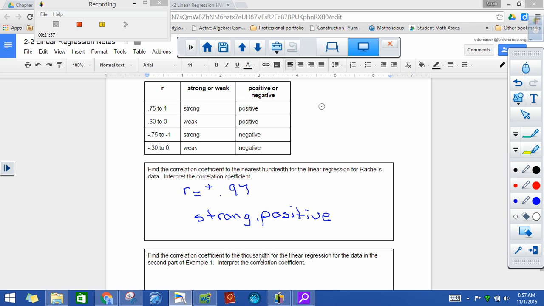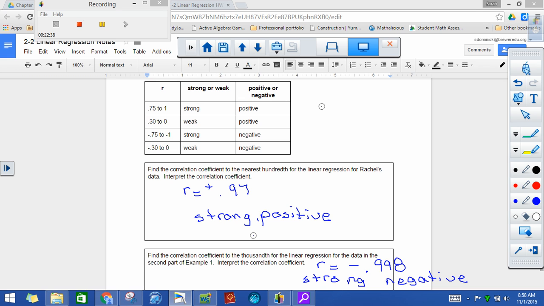Down here it says find the correlation coefficient to the thousandth for the linear regression for the data in the second part of example 1. Again, we wrote that down, so we know that R is negative 0.998. All right, so ignore the sign for a second. 0.998 means that it's strong, right? It's really close to 1. And it's a negative correlation because it's a negative number. And there you go. Interpret the correlation coefficient: strong, negative. Interpret the correlation coefficient: strong, positive. That's all you need to do for that.